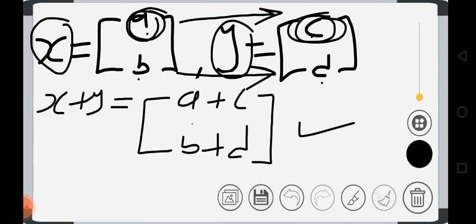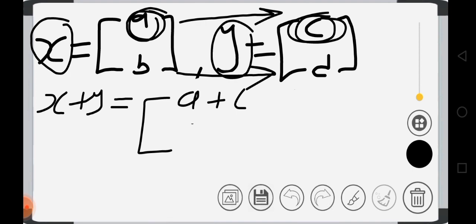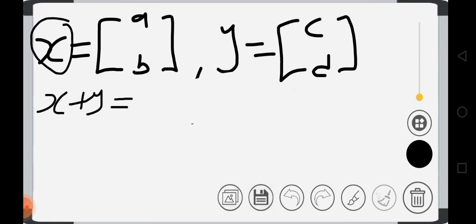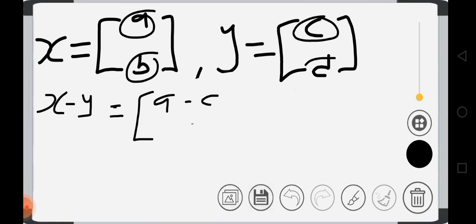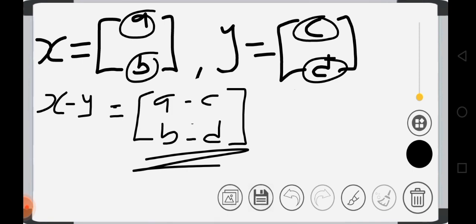So let's check for x minus y. x minus y now will be equal to the same thing. This minus this, which is a minus c. Then in the downside, this minus this, b minus d. As simple as that. So this will be x minus y.